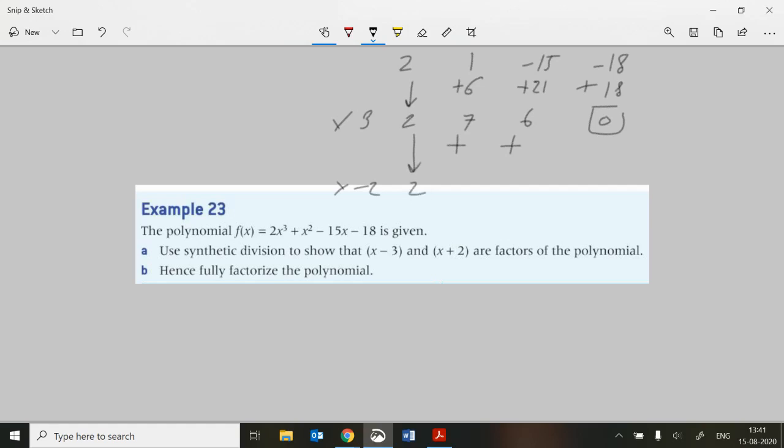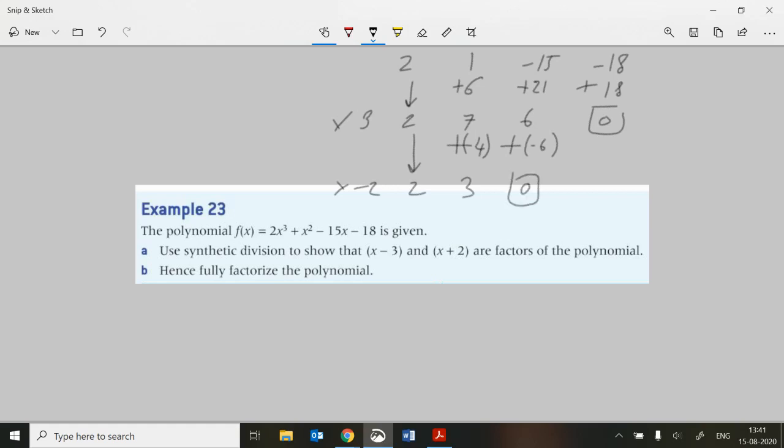2 times minus 2 is minus 4. So minus 4, let's put it in brackets so it doesn't get mixed up with that plus there. So we've got 7 minus the 4 gives us 3. And then minus 2 times by the 3 gives us minus 6 there. 6 plus minus 6 gives us a 0.